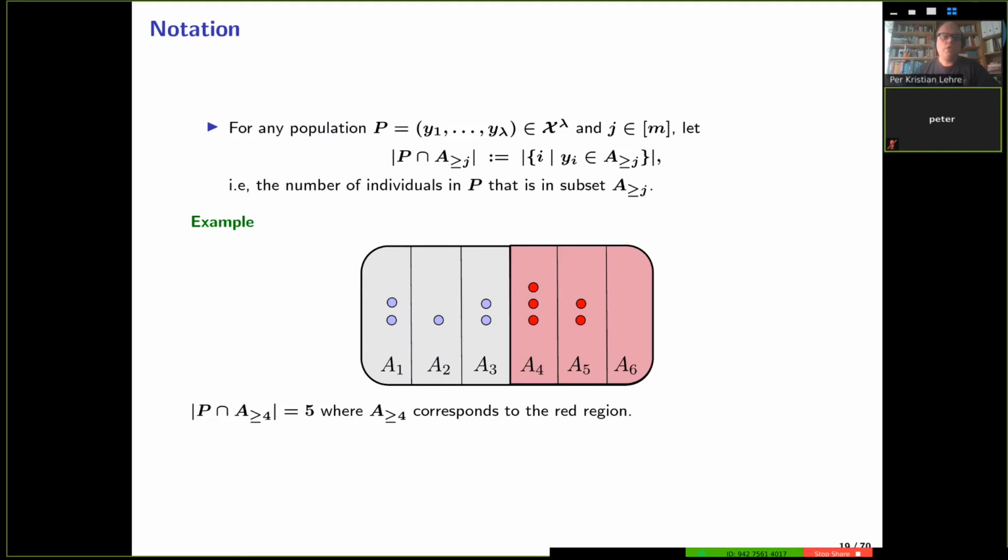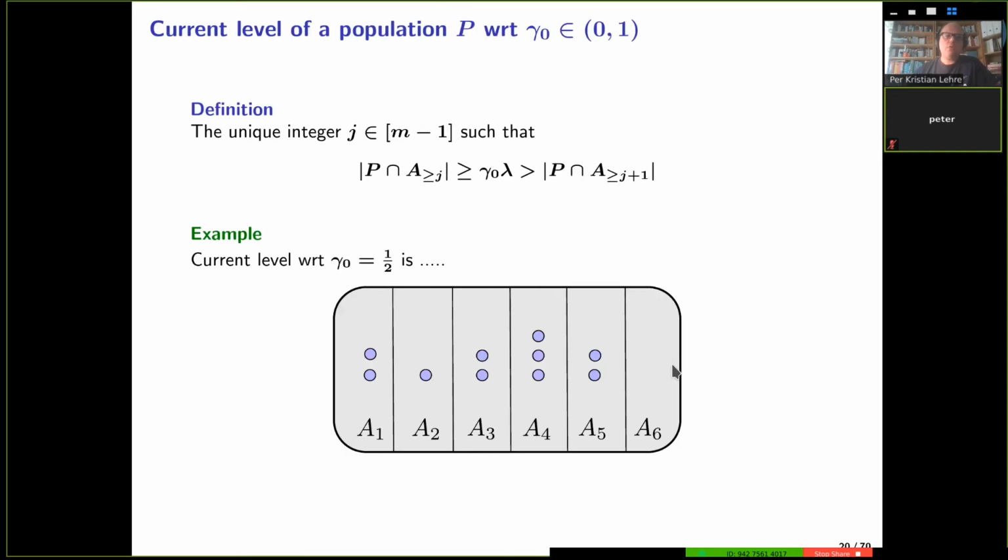So I have talked now about levels, and I've talked about this notion of computing how many individuals I have at a certain level or higher. Then I can talk about what is the current level of the population. I'm using the notion of current level to capture the state of the population. So I want to figure out roughly how far the population has progressed at a given point in time.